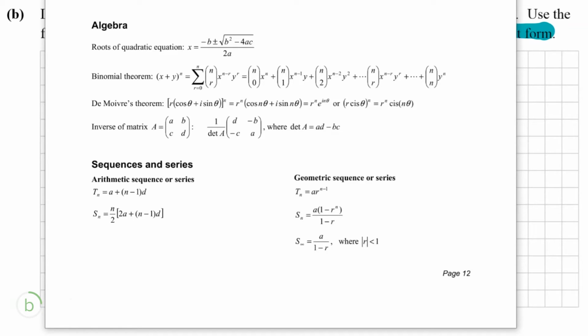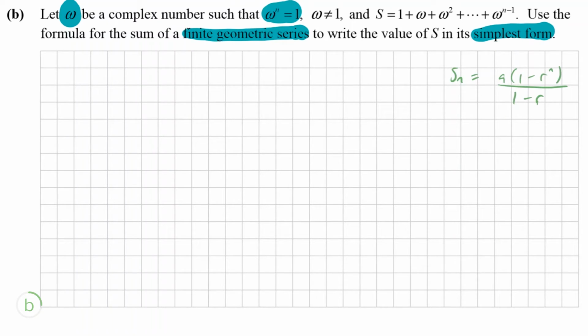And that is on page 12 of your log tables. So now we've simply got to sub in the values a, r, and n. Our a, in this case, is going to be the first term of our sum, which is just 1. r is going to be equal to the number we multiply each consecutive term by, which in this case, as we can see, is w. And n is going to be our number of terms, which is just n. So now subbing in our values and writing an equation for s, we're going to end up with this fraction here, where we have 1 minus w to the n on the top and 1 minus w on the bottom.